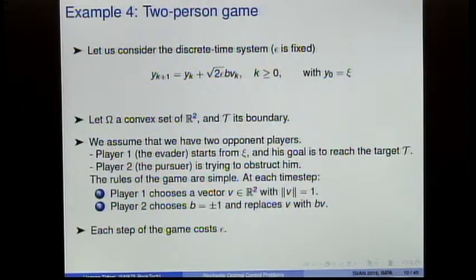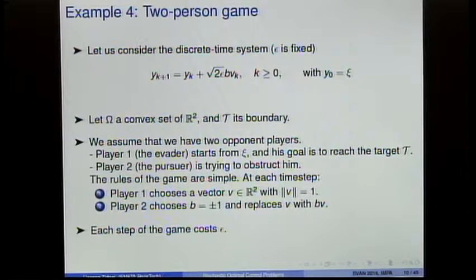So the game includes two players, two opponent players. It's not a cooperative game. The player one, who is the evader, starts from this position inside, and his aim is to reach the target, which is the boundary, as soon as possible. And the second player, the pursuer, is just trying to obstruct him or to stop him.